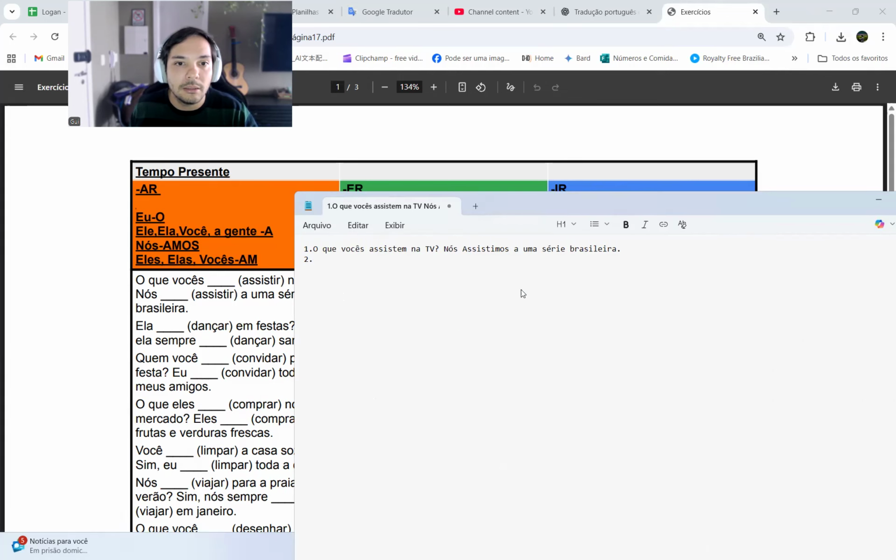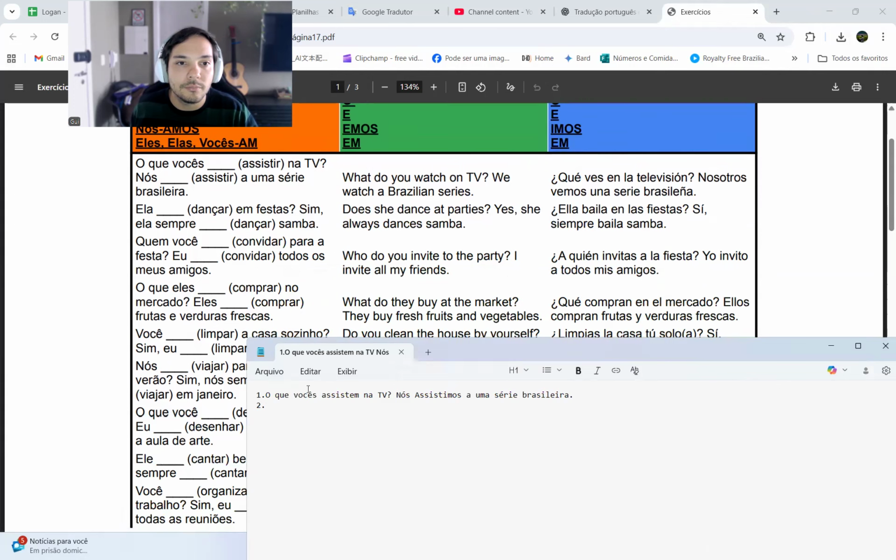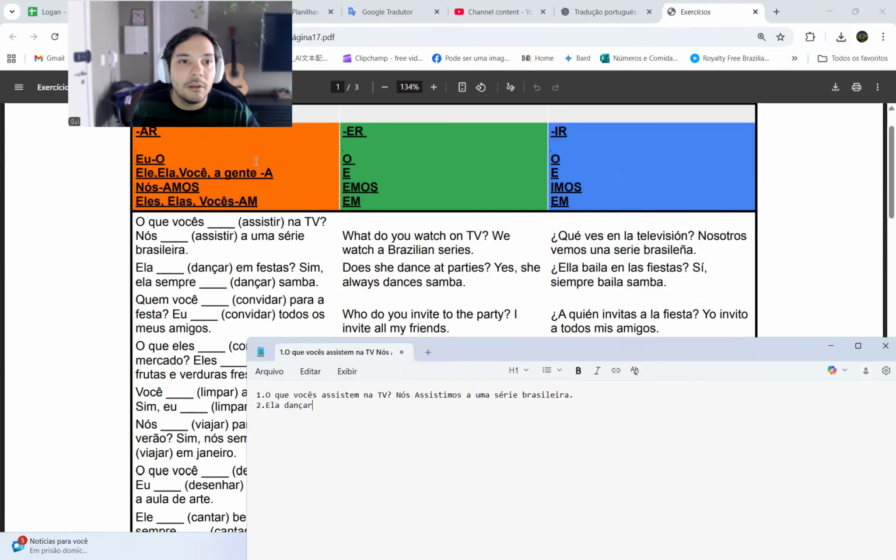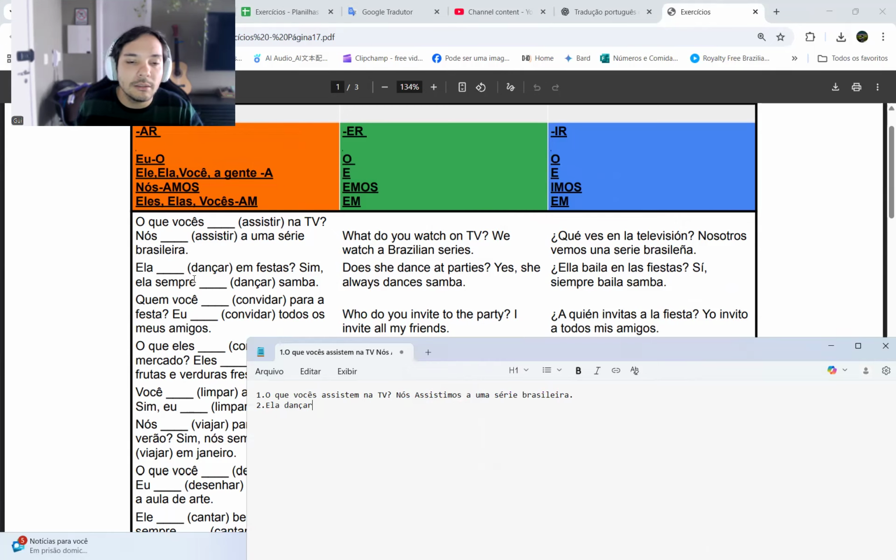Ela, né? Então, ela dançar. Né? Então, ela, delete the two last letters. Dançar. First group, second group, third group. First group, the AR. Então, ela, delete the two last letters and add the letter that follows the pronoun. Então, ela dança, né? Ela dança em festa. Does she dance at the party?